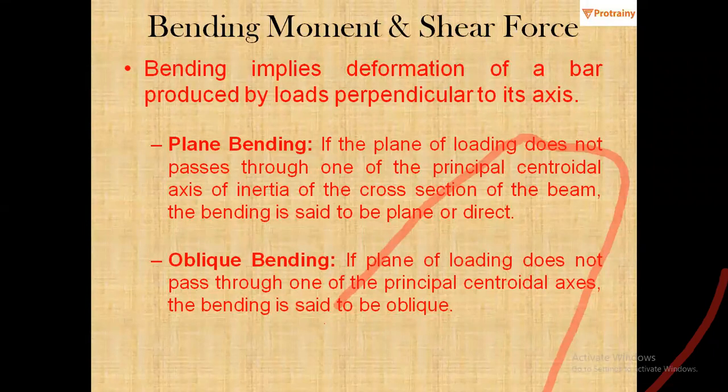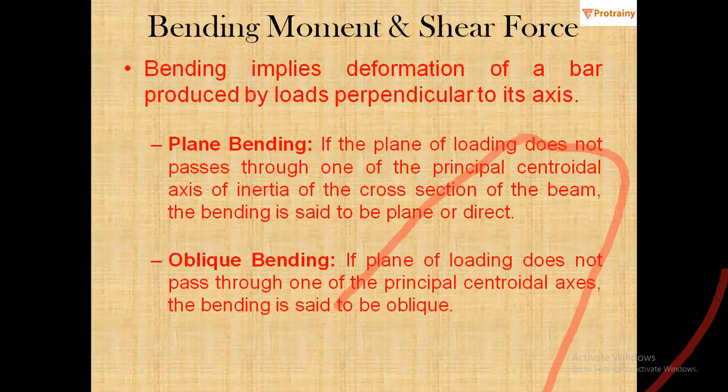Now there are two types of bending: plane bending and oblique bending. If the plane of loading does not pass through one of the principal centroidal axis of inertia of the cross section of the beam. सबको पता है कि भाई बीम का जो क्रॉस सेक्शन है उसमें दो एक्सिस होंगे, x and y. These are the principal axis, principal centroidal axis. अगर plane of bending does not pass through, sorry, यहाँ पे ये mistake है. If the plane of bending is passing through these principal centroidal axis, then आपका जो bending है, it is said to be plane or direct.